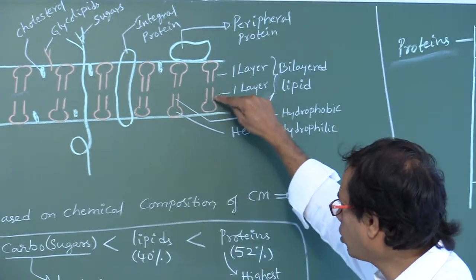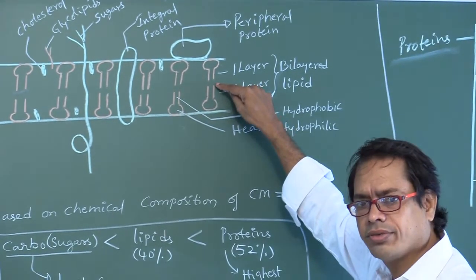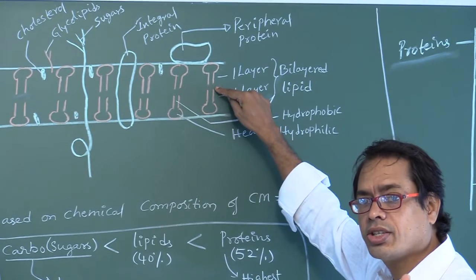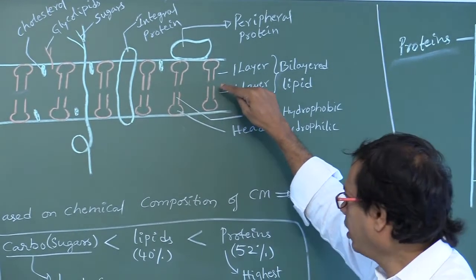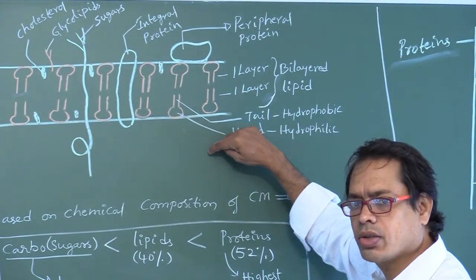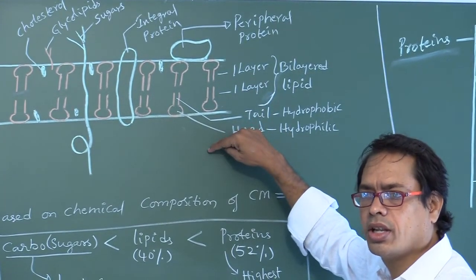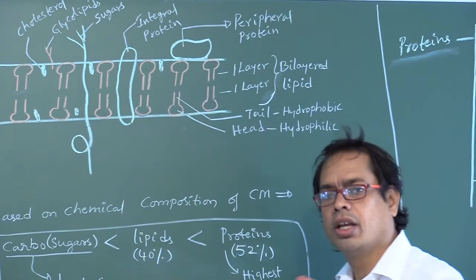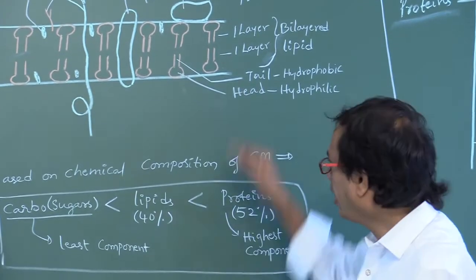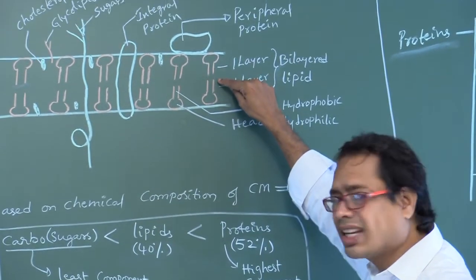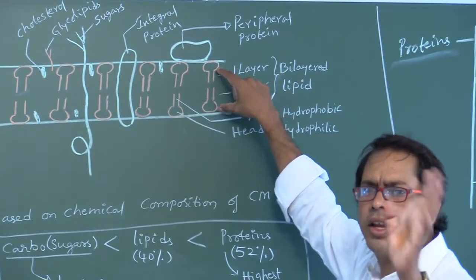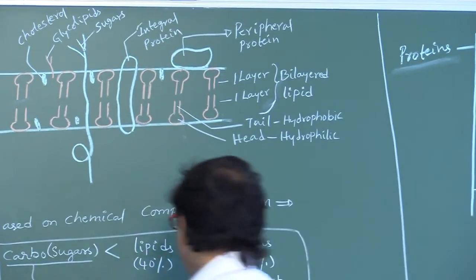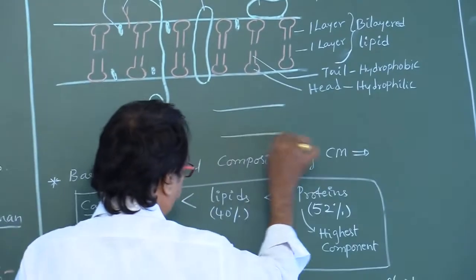Why is the tail present towards the inner side? The tail contains saturated hydrocarbons. If the tail were present towards the aqueous environment, the saturated hydrocarbons would be damaged. That's why the tail is present towards the inner side and the head towards the outer side. That is a very, very important point. Sometimes they also give the diagram like this.